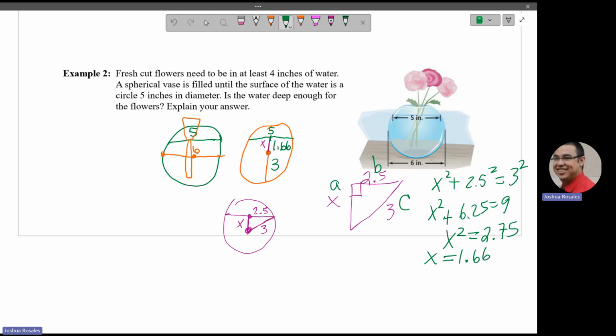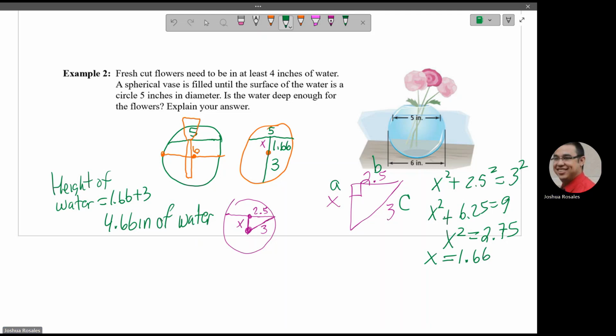Now that's the height of the water, guys. If you notice, going from where the water starts all the way down, that's the total length. We'll call that the height of the water. And that is 1.66 plus 3. That is 4.66 inches of water. Now, they say that the flower needs to be in 4 inches of water or deeper. Well, 4.66 is deeper than 4. So we're going to say, yes, we have enough water.